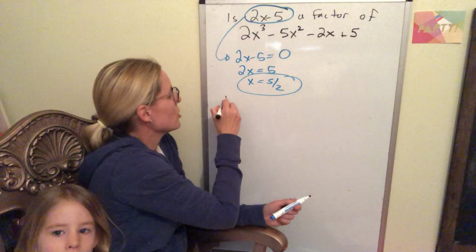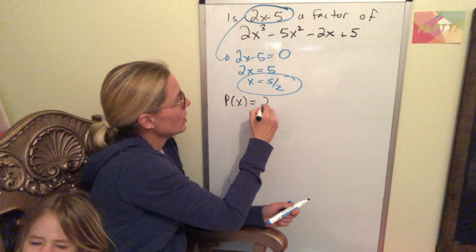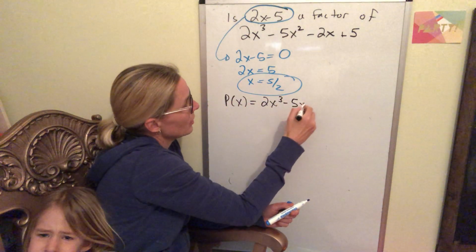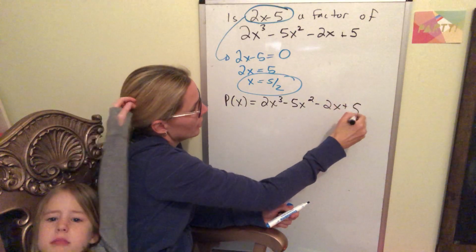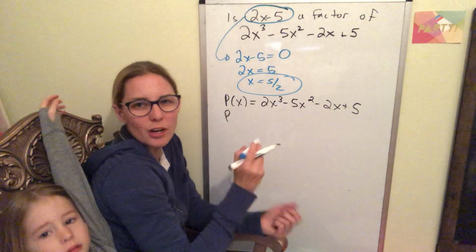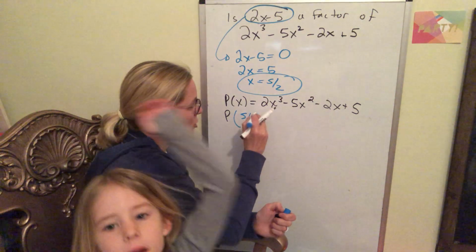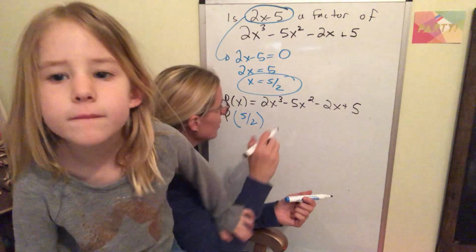So if you call this equation p of x, or 2x cubed minus 5x squared minus 2x plus 5, you're simply substituting in this 5 over 2. If when you substitute in the 5 over 2, you get an answer of 0, then it worked.